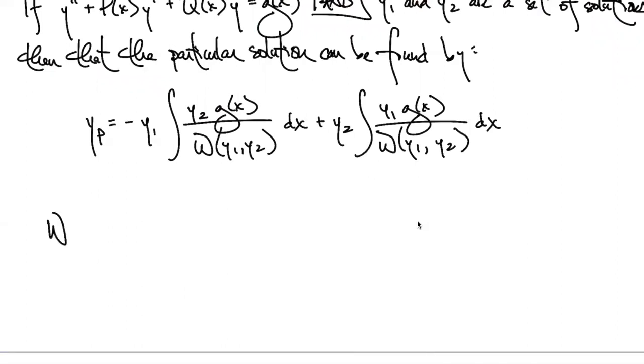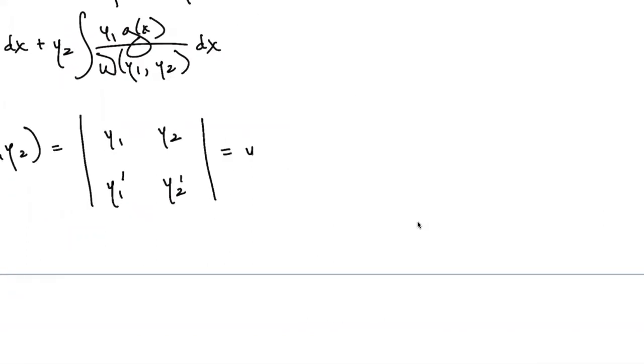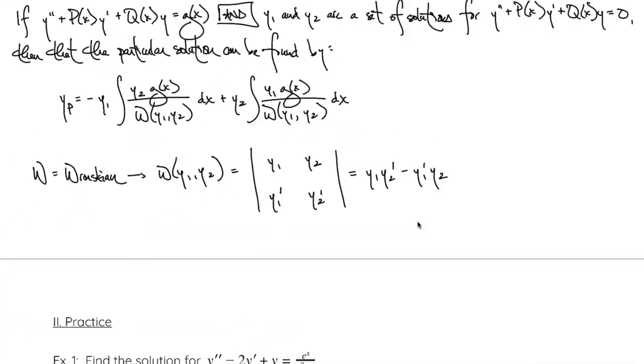Our W here is our Wronskian, and our Wronskian can be defined as follows. W of any two functions, say y1 and y2, is going to equal the determinant of a matrix with y1, y2 in the first row, and y1 prime and y2 prime in the second row. Finding that determinant, we get y1 y2 prime minus y1 prime times y2. That Wronskian is something we are able to find, and we're going to use it as the denominator in the integrals that we have right here.